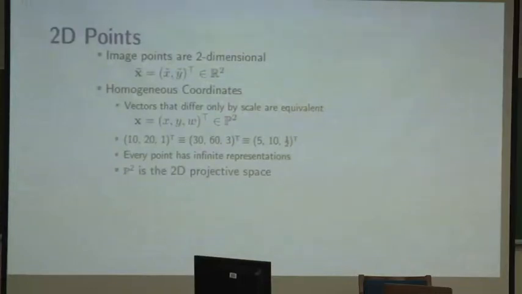So let's talk about P2 now, which we started doing last week. Okay. So a point, for example, 10, 21, okay, this is an additional coordinate now, is the same as a point 30, 63 or a point 5, 10, half. As vectors they are different, but as representation of a point they are all the same in P2. Okay? And the reason for that is what I wrote here, that vectors that differ only by a scale are equivalent to each other.